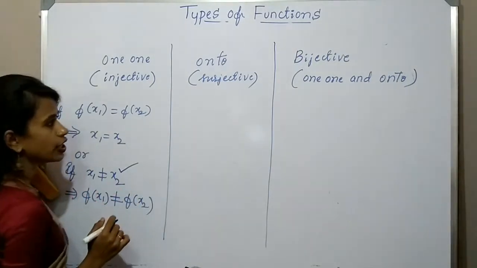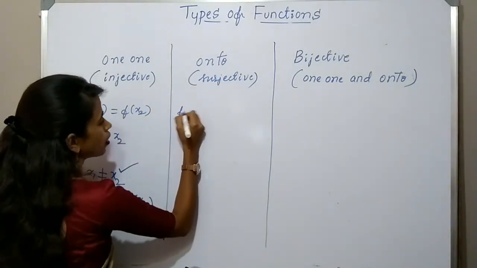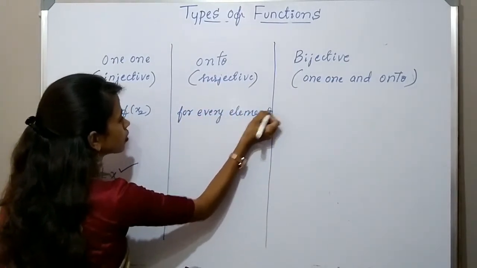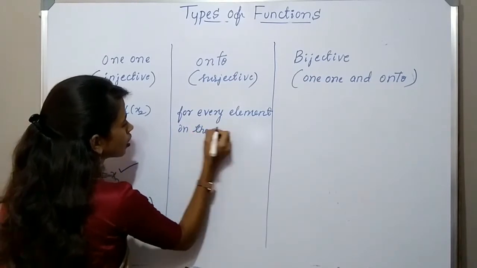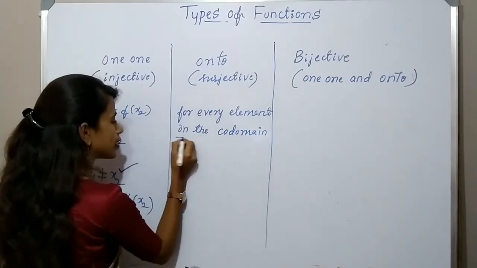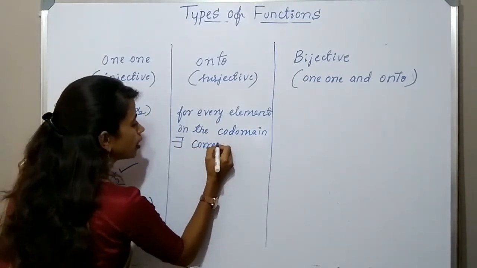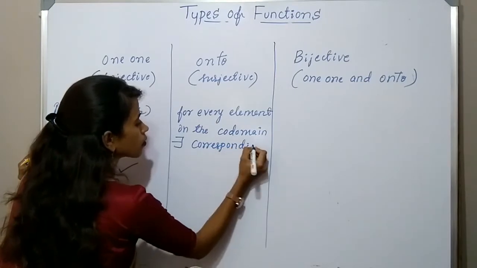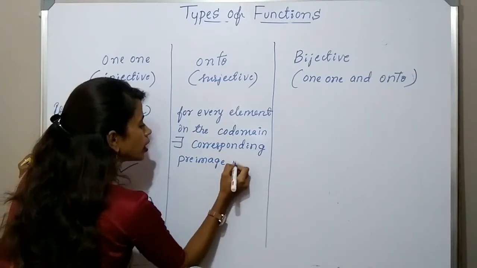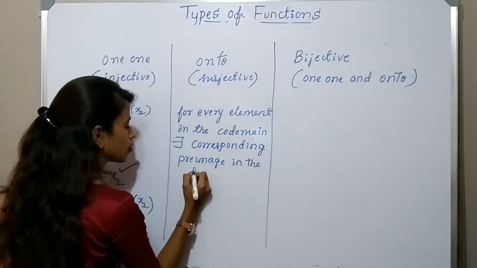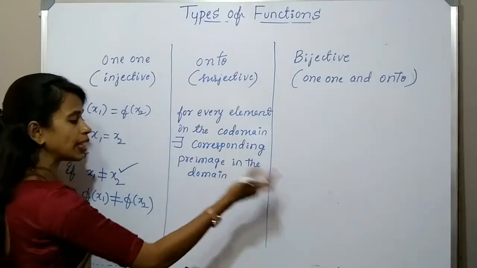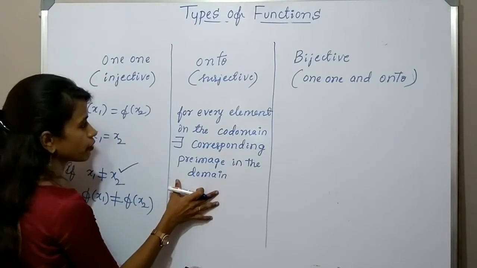For OneTwo, what is the definition for OneTwo? For every element in the codomain, there exists a corresponding pre-image in the domain. We obtain images in the codomain, but pre-images in the domain. So this is a definition for OneTwo.